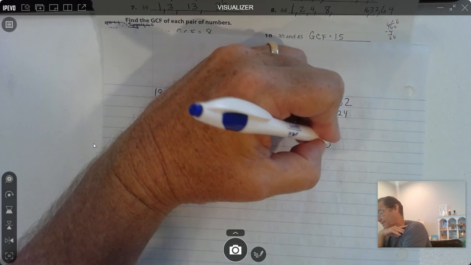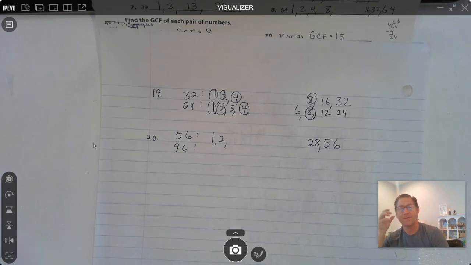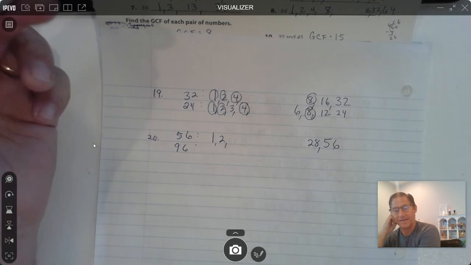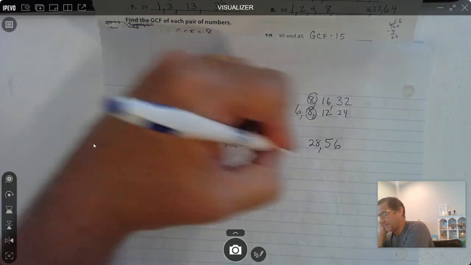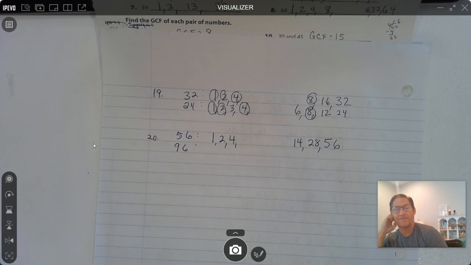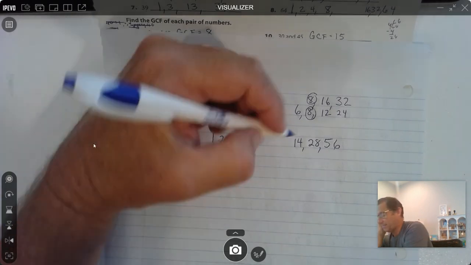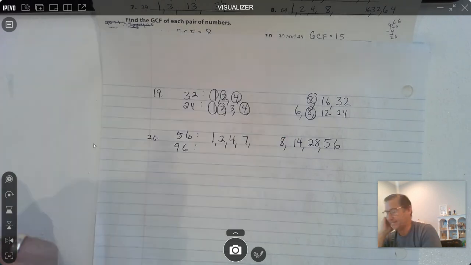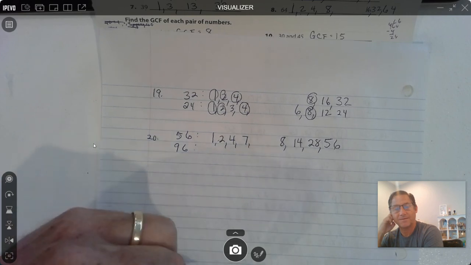1 and 56. 2 and 28. 3 is not a factor of 56. Again, we know 6 plus 5 is 11. 11 can't be divided by 3. 4 is a factor of 56. 4 times 14 is 56. 5 is not. It doesn't end in a 5 or 0. 6 is not because it's not divisible by 2 and 3. 7 times 8 is 56. 9 will not work. All right, so those are our factors of 56.